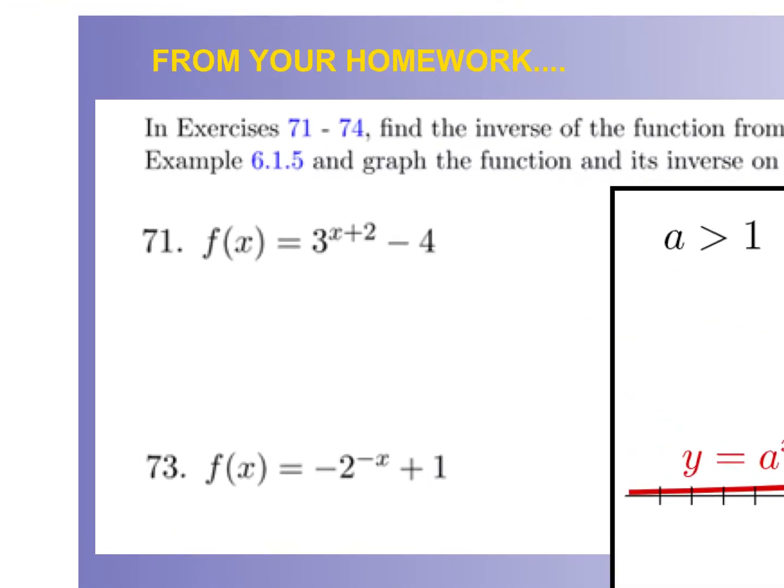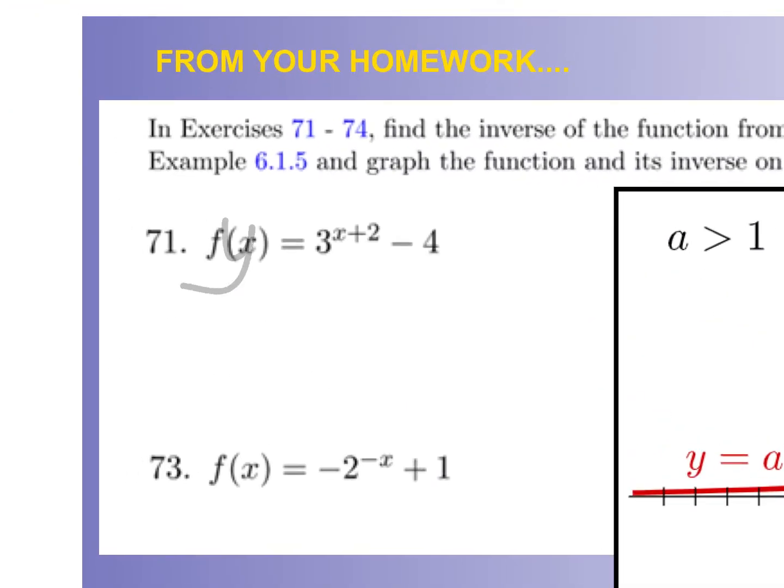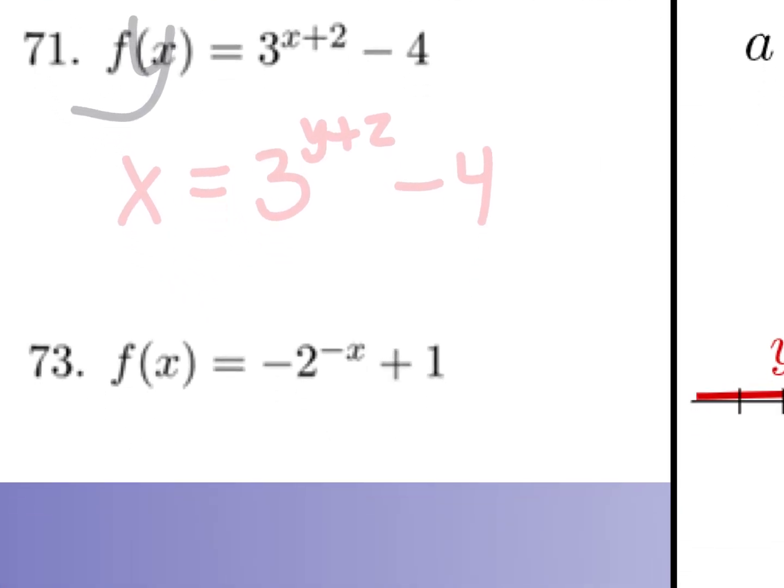If I wanted to make this into an inverse, the first thing I'd do is change that to a y. Isn't f of x the same as y? Not a trick question here. Isn't f of x pretty much the same thing as y? Okay, good. Then don't you switch x and y? To get an inverse, that's what you do. x equals 3 to the y plus 2, minus 4. And now you just have to solve it.